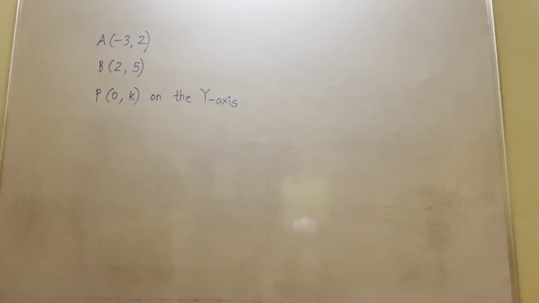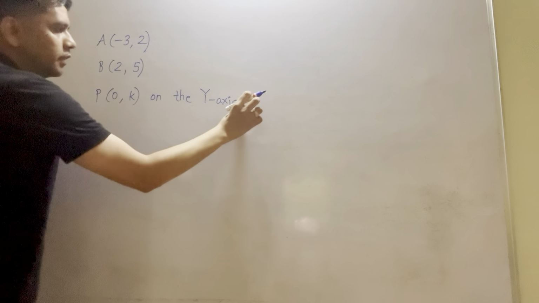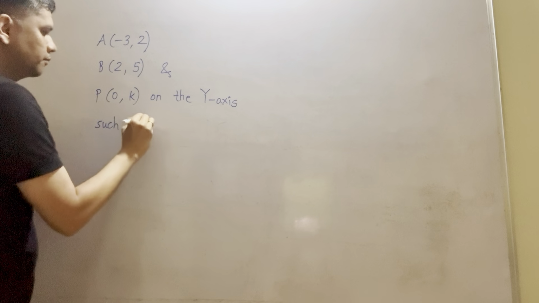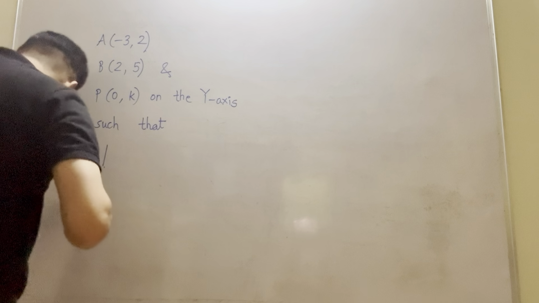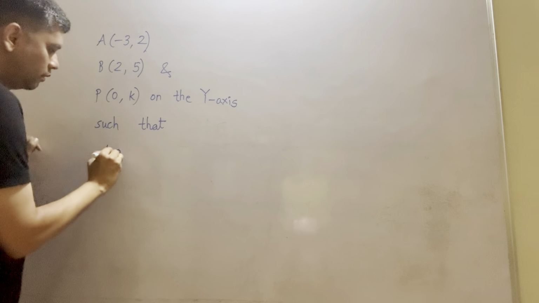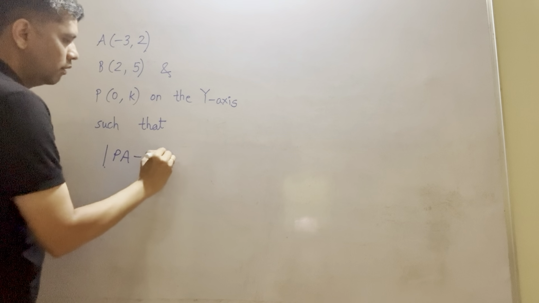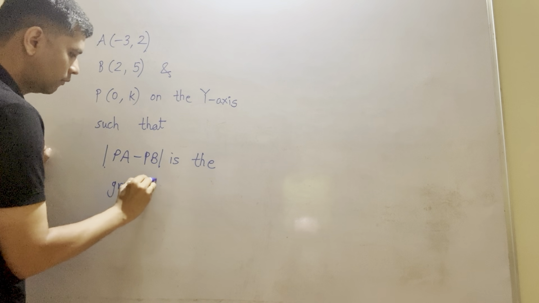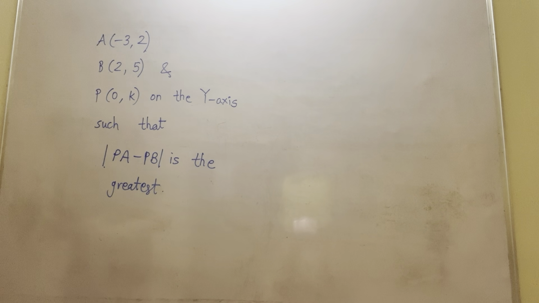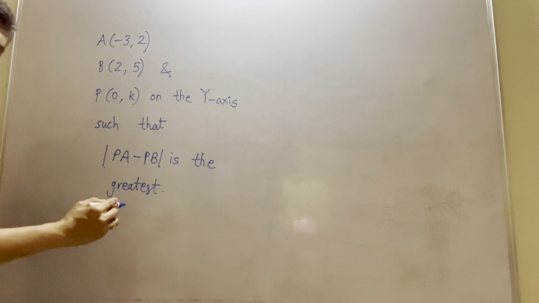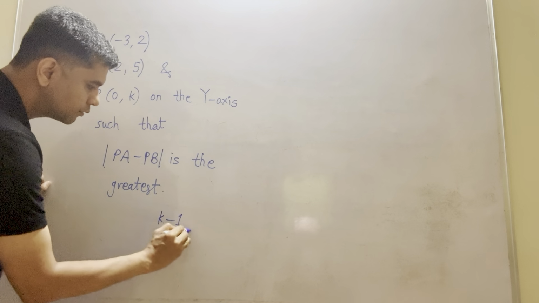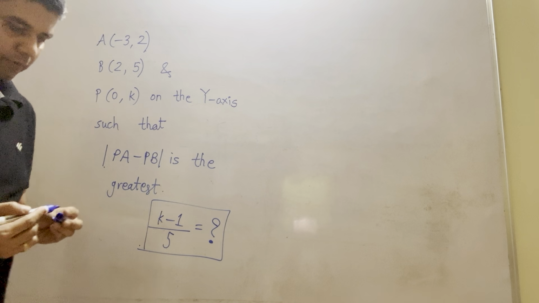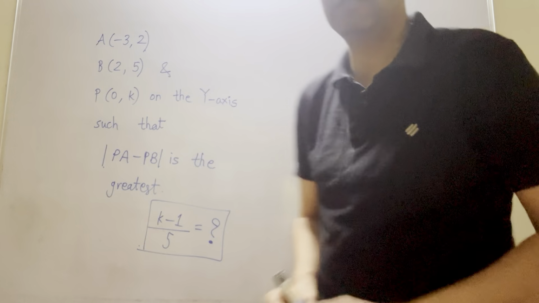Now such that when I have said there are these 2 points and P on the y-axis, such that mod of PA minus PB is the greatest. Then the question is, what is K minus 1 upon 5? Okay, what is K minus 1 upon 5? So this you can say is a numeric entry type or integer type of question. Let us see what the answer is and how to solve it.